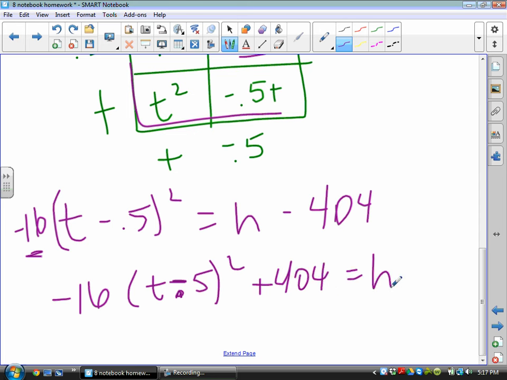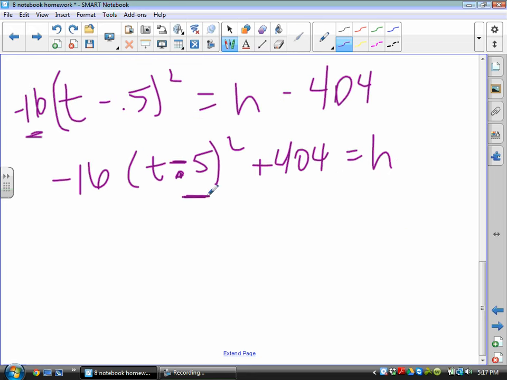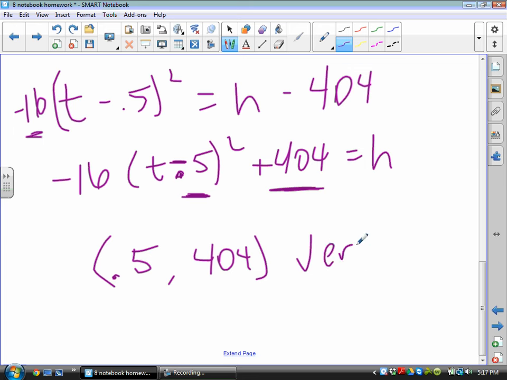So now what were we trying to do? We were trying to find the vertex. So if I look at the vertex, it's the opposite of this number. Keep this number the same. So positive 0.5, or 1/2, and positive 404 is the vertex. And this was much better to have in graphing form.